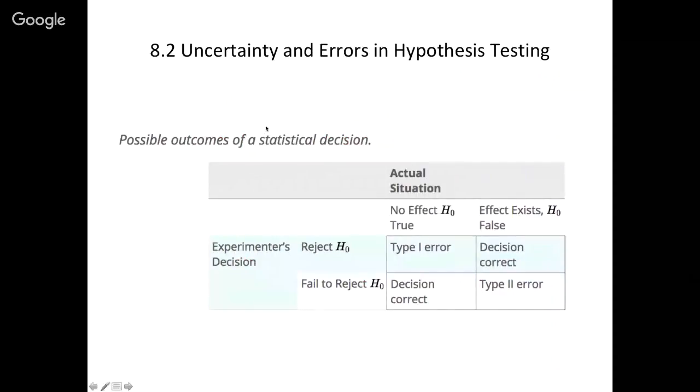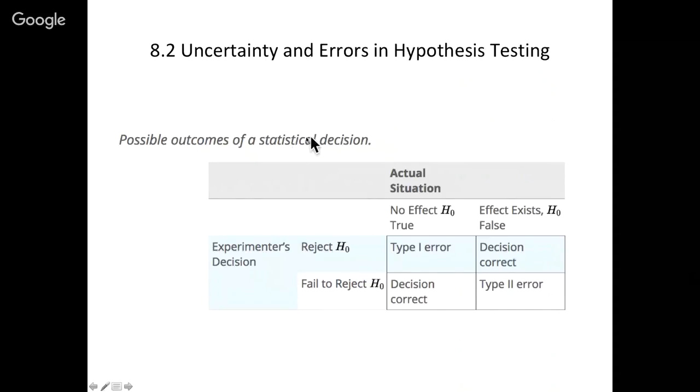Right, so type 1 and type 2 errors are not mistakes you made. It's not a mistake, right? It's just something that happens naturally. We have a probability of getting an error if we are doing random sampling.